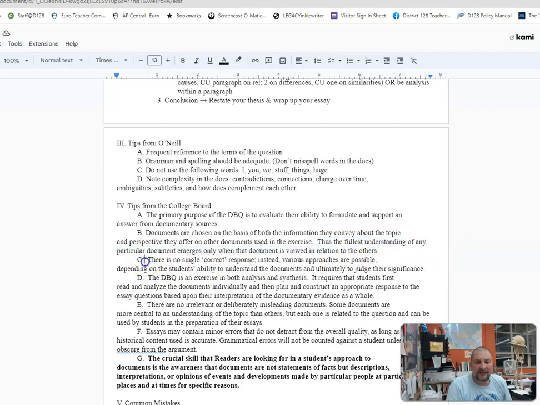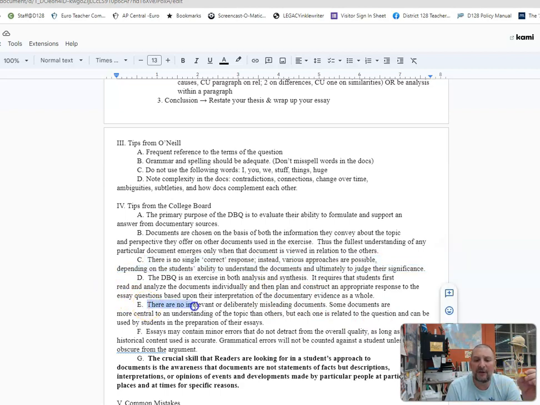There is no single correct response. Instead, various approaches are possible depending on your ability to understand the documents and judge their significance. How you use the document is going to impact the way you answer the question. There's not any one right answer. There's wrong answers, but there's a lot of right answers. It's an exercise in both analysis and synthesis. You first have to read and analyze the documents individually, then plan and construct a response to the essay question based on interpretation of the documents and synthesize that evidence.